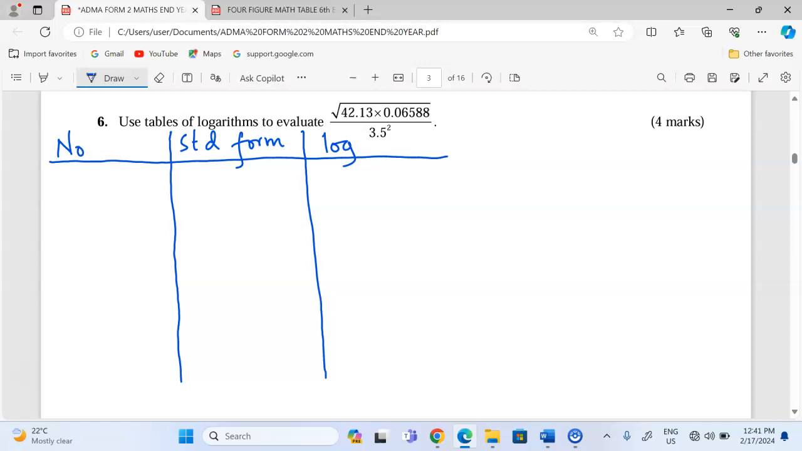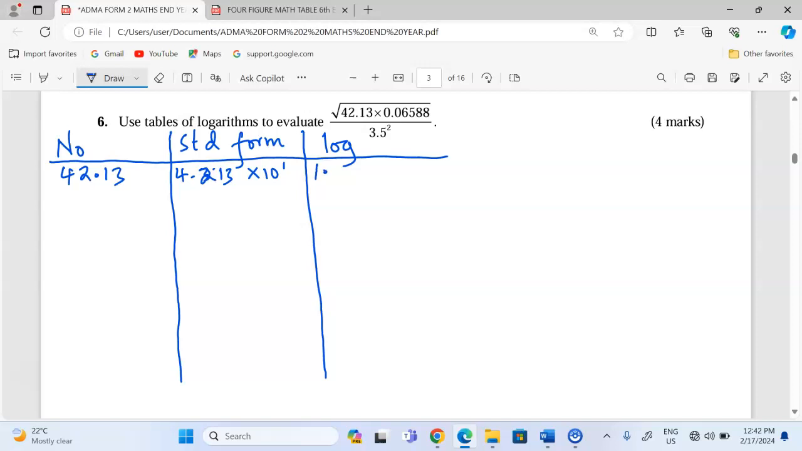There is 42.13 as the first number. So 4.213 multiplied by 10 power 1. The logarithm has two parts: the characteristic, which is the whole number part, then the mantissa, the decimal part. The characteristic comprises the index of 10 at this point, which is 1, then point.